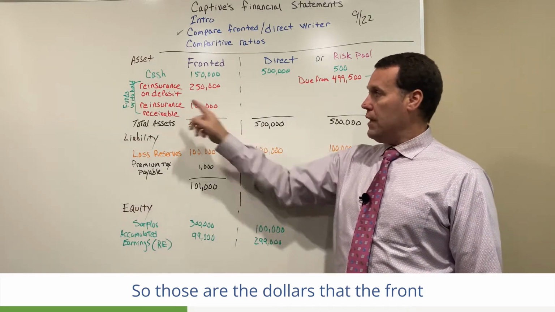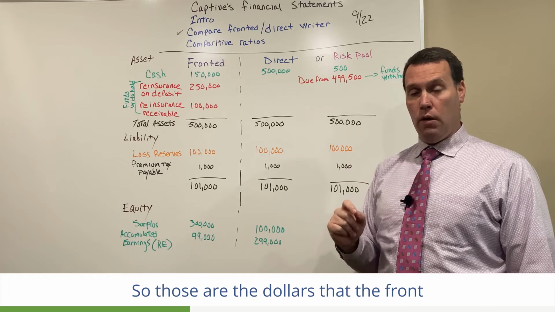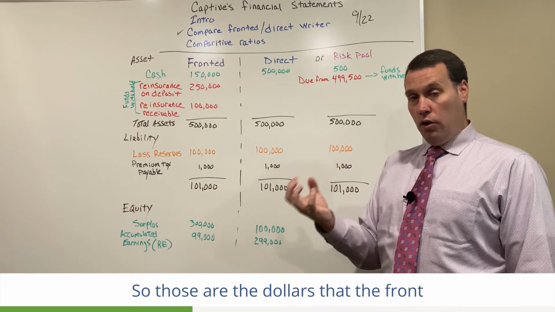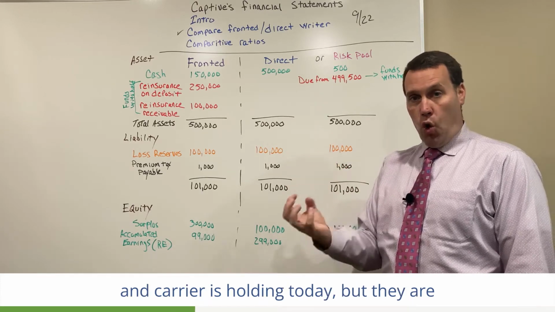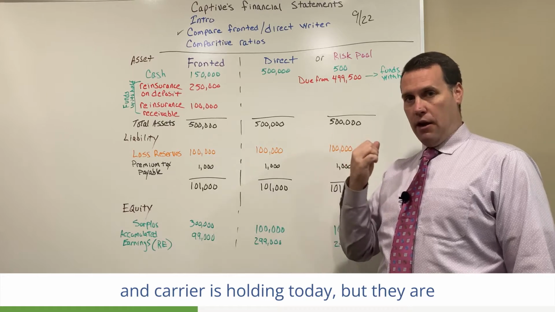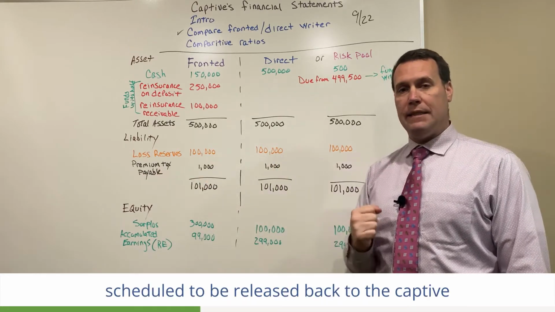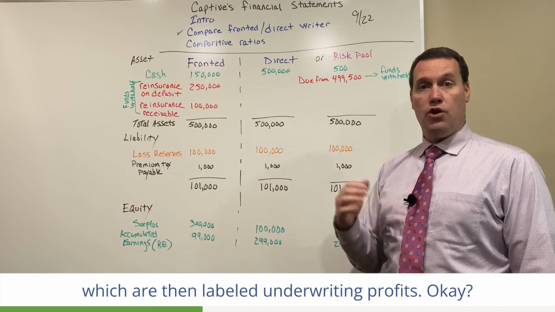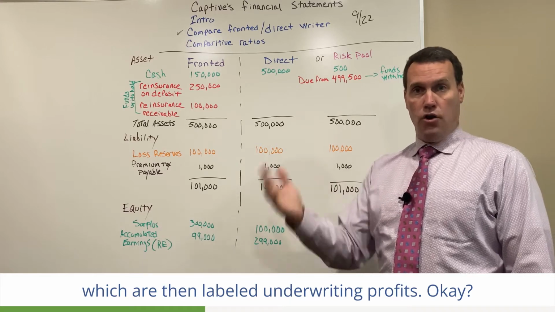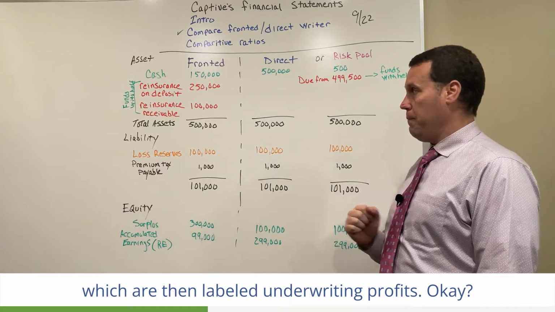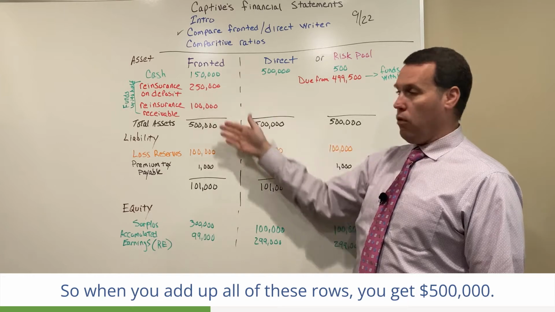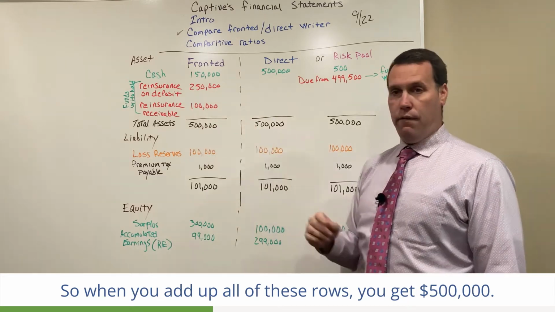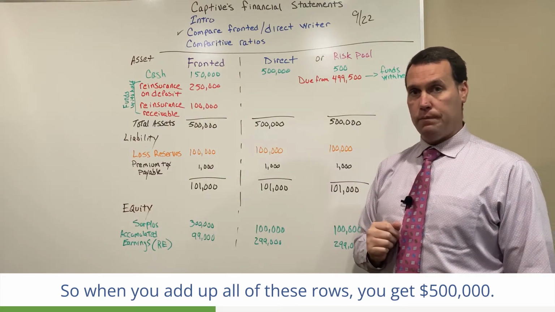Then, reinsurance receivable is the dollars that the fronting carrier is holding today, but they are scheduled to be released back to the captive, which are then labeled underwriting profits. Okay? So when you add up all of these rows, you get $500,000.